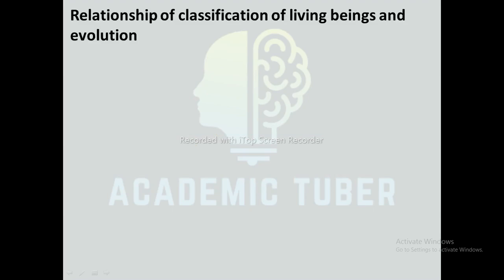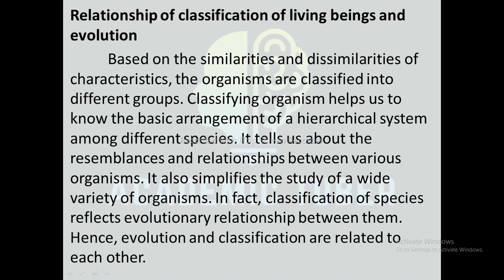Now we are going to discuss the relationship of classification of living beings and evolution. Based on the similarities and dissimilarities of characteristics, the organisms are classified into different groups. Classifying organisms helps us to know the basic arrangement of the hierarchical system among different species. It tells us about the resemblance and relationship between various organisms. It also simplifies the study of a wide variety of organisms. In fact, classification of species reflects the evolutionary relationship between them. Hence, evolution and classification are related to each other.